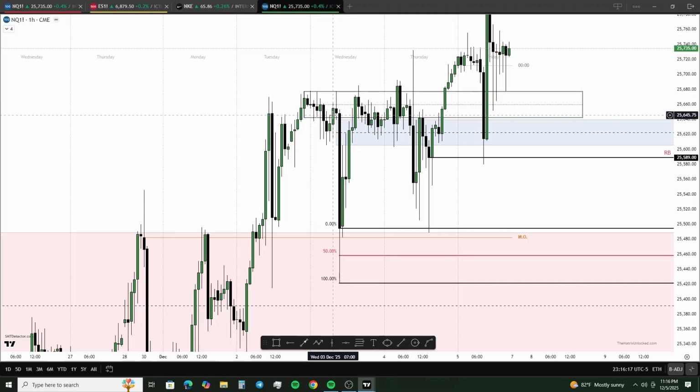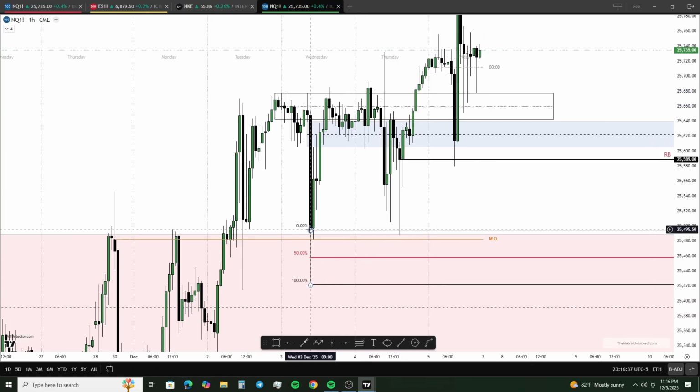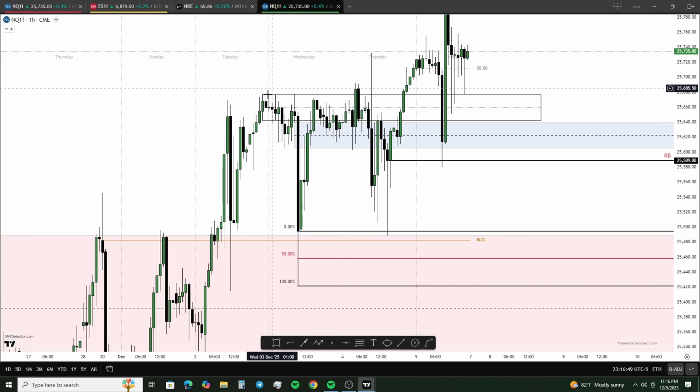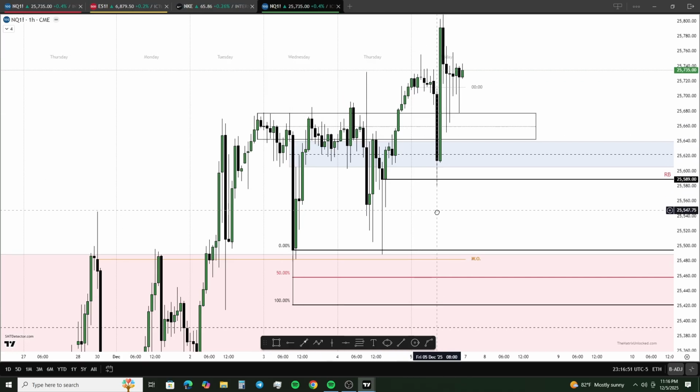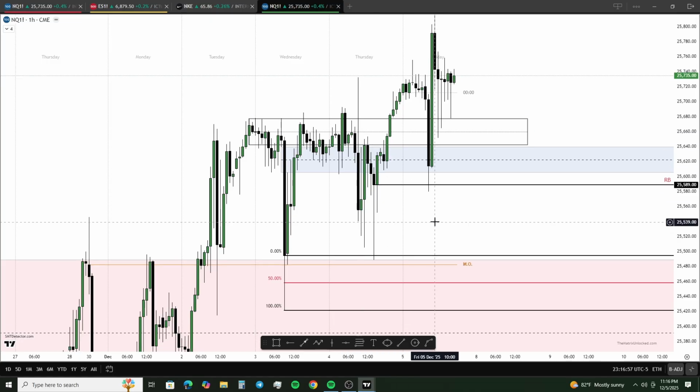You see original consolidation, right? This is the consolidation that takes place. Right, you see that? Original consolidation, we get that manipulation lower. We form an SMT here, and then we get that retracement. Right, that's the reversal that takes place. So this candle, this wick here, that was formed at 9 a.m., that's important, is a rejection block of this market maker model.